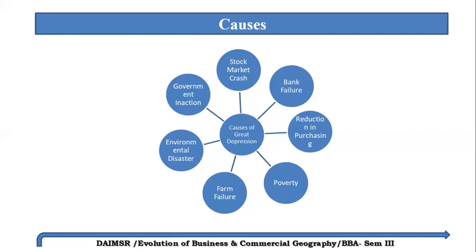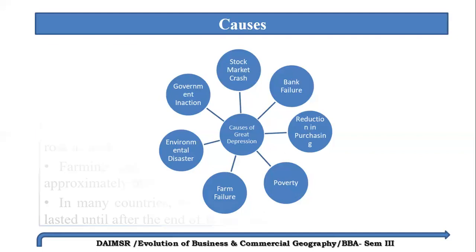Now, government inaction. The government didn't try enough to jumpstart the economy by pushing the Federal Reserve System, and this could have been done by lending money to banks at a low interest rate and pumping money into the economy through federal purchases. So government inaction was also the reason behind the Great Depression.